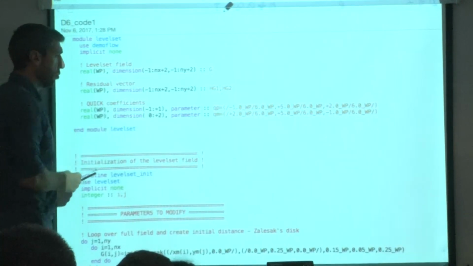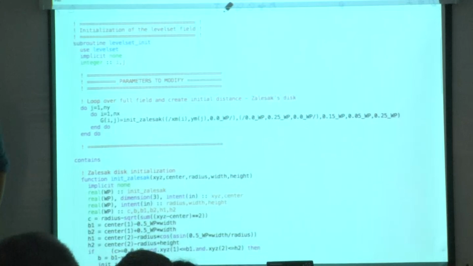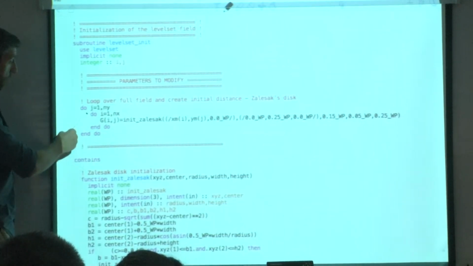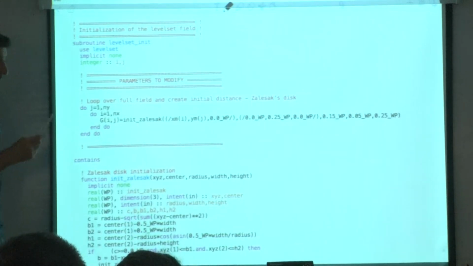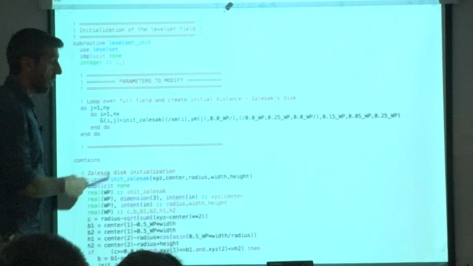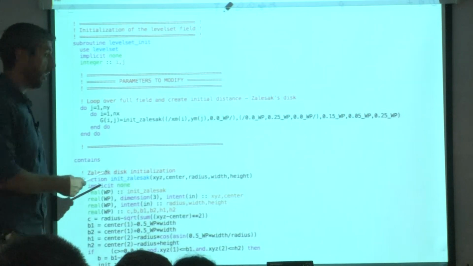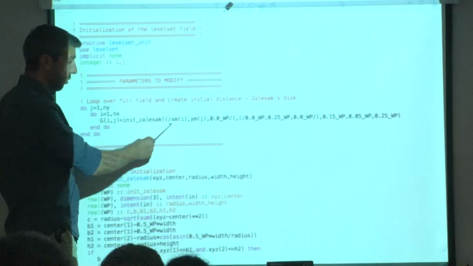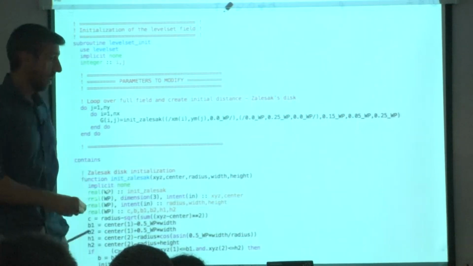I gave myself two residual vectors. I don't know if I'm going to be using them. I don't remember. And then this is my initialization. I loop over my domain, and I set G of ij, like a phi of ij, at any point in our domain, to the value of this function called init Zalesak, which initializes the Zalesak disk. I give to it the position of my cell center, which is xm of i, ym of j.